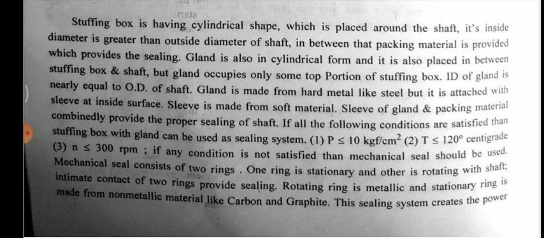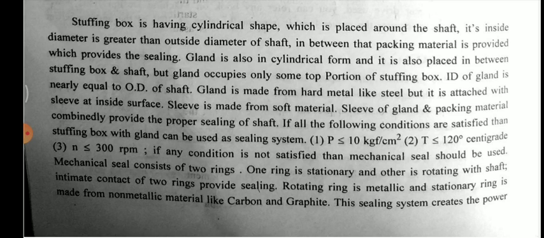Mechanical seal consists of two rings. One ring is stationary and the other is rotating with the shaft. Intimate contact of the two rings provides the sealing. The rotating ring is metallic and the stationary ring is made from non-metallic material like carbon and graphite.